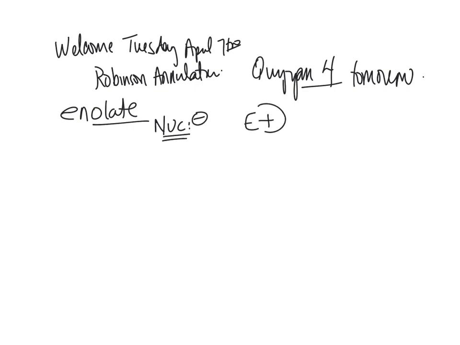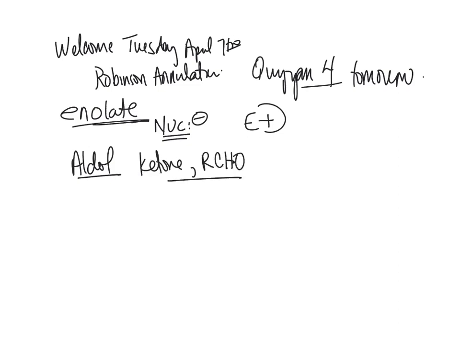some form of electrophile. And so hopefully you feel comfortable with an aldol reaction where your enolate is either going to be a ketone or an aldehyde, and your electrophile then becomes the carbonyl of a ketone, aldehyde, or possibly an ester.